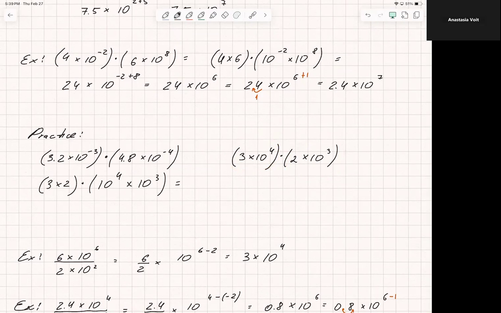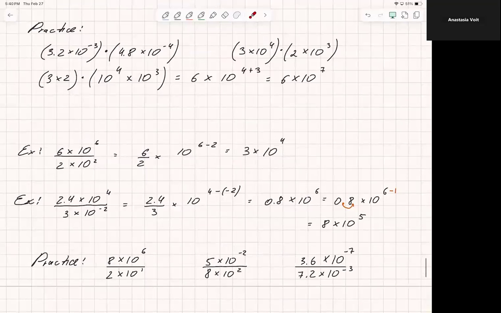So we would have 3 times 2, that's 6, times 10, and now we would just add the exponents. 4 plus 3, that's going to be 6 times 10 to the 7th power, right? So since 6 is a number between 1 and 10, we can keep it as it is. So because this is our k, right? So everything is fine. We don't need to move any decimal places anywhere to the left or to the right. So this is good already in a good form.